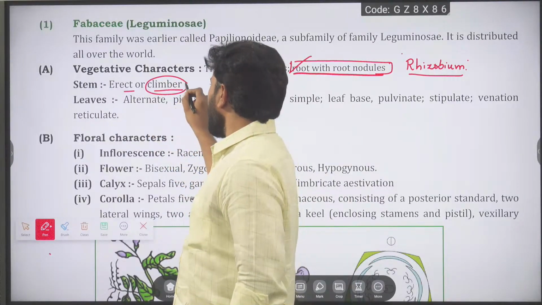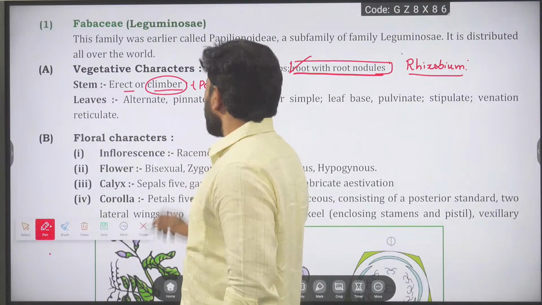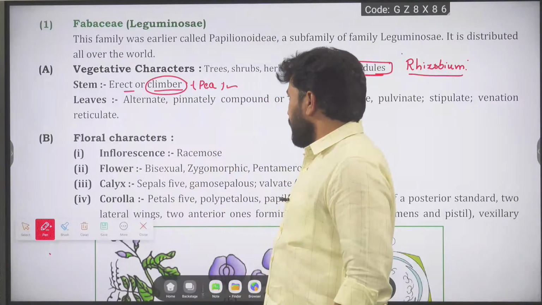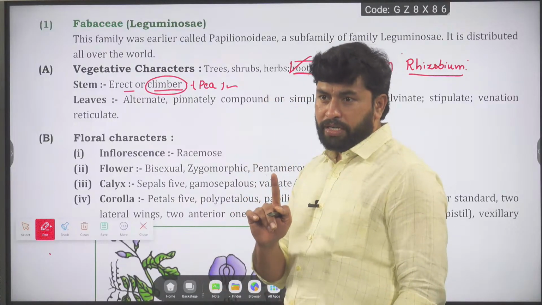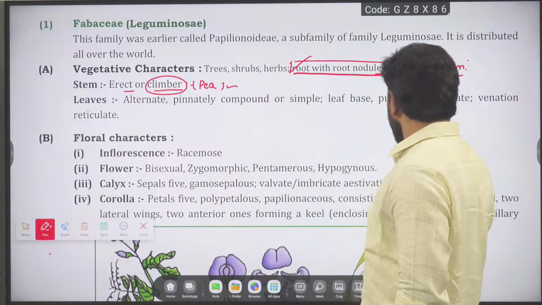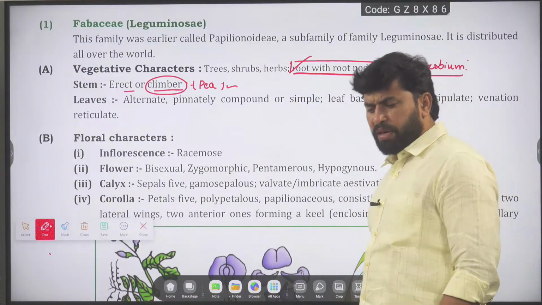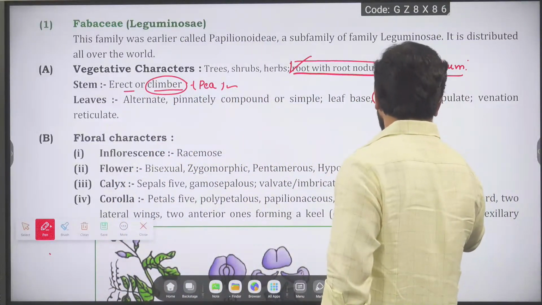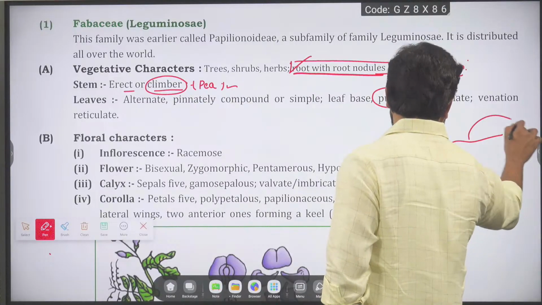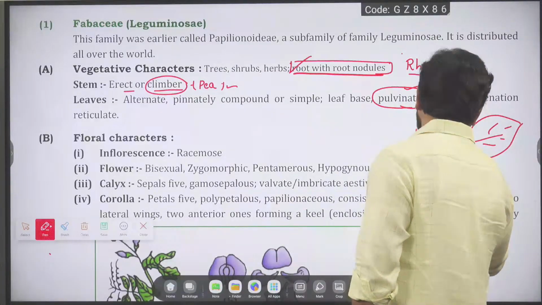Stem erect or climbers. There are some plants in the Fabaceae, especially our old famous Pisum sativum. This plant is a climber. Leaves alternate, pinnately compound, stipulate. Now one thing we need to remember related to leaves in Fabaceae members is the pulvinous leaf base. What do you mean by pulvinous? When we were talking about the leaf, we mentioned that a swollen petiole is present. The swollen petiole is called pulvinous leaf base.